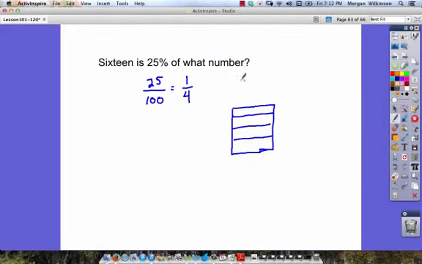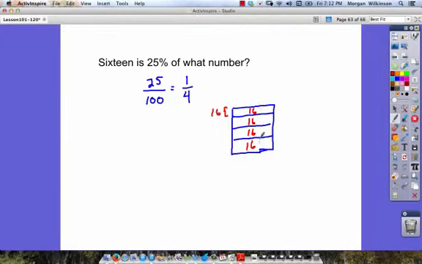16 is 25% of what number? So it's 25%, that's 1/4. So we must only have our top piece. 16 is that 1/4. Well, 16 in one box must be 16. Then we've got to have 16s all the way through.